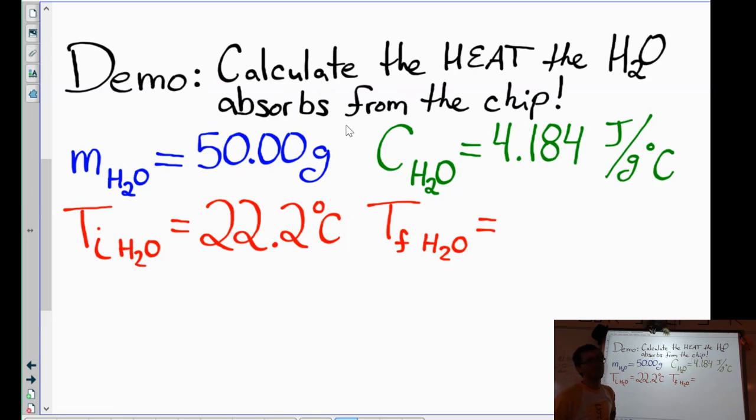The specific heat value of water is given. Specific heats are usually given to you. There's just a big table of them in your assignment, you'll see. The initial temperature of the water in the flask you're going to see is 22.2 degrees Celsius. And at the end of the video, we're going to write down the final temperature of the water. And I'm going to show it to you in the actual video.